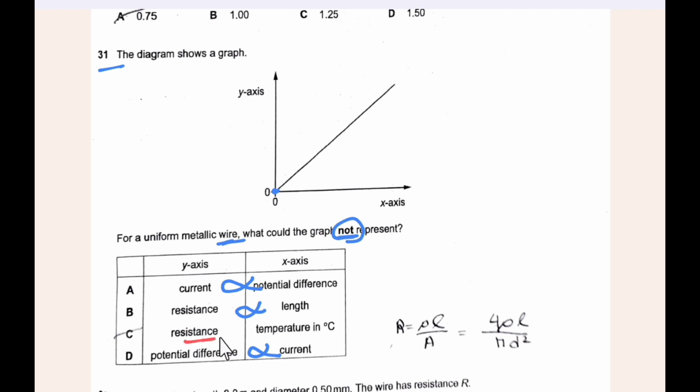But resistance against temperature: we know that increasing the temperature increases the resistance, but this is not directly proportional. Increasing the temperature would just increase the resistance, but it does not pass through the origin. Resistance is proportional to temperature, but not directly proportional since it does not pass through the origin, so option C is the wrong graph, or it would not represent this graph, so option C is correct.